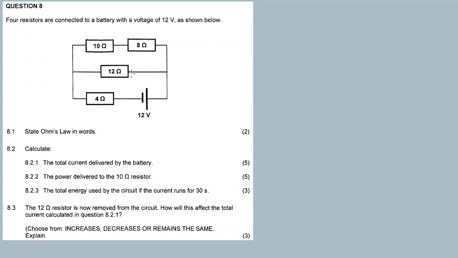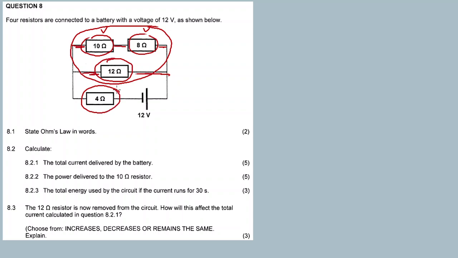let me do this right. The 12 and the 10 and 8: they are connected in parallel. This branch and this branch are connected in parallel, but the 10 and the 8 are connected in series. All right, this parallel connection is also connected in series with the 4 ohm.